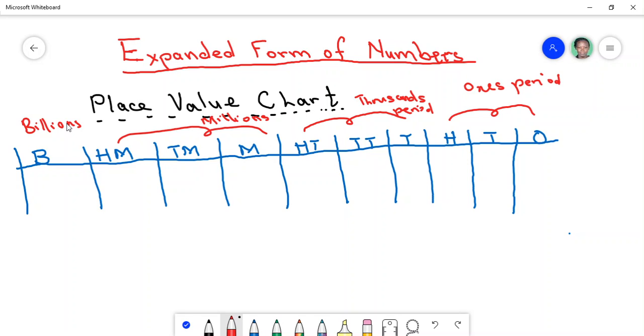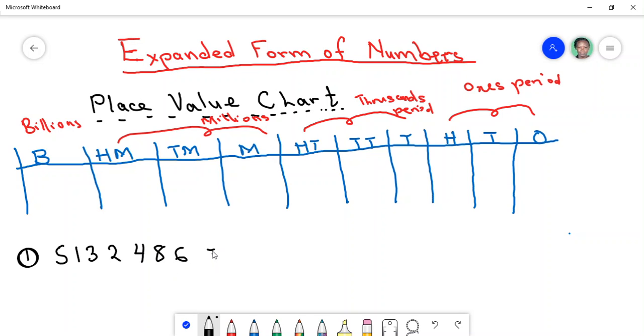So if I know the place of a digit in a number and the place value of a digit in a number, which we did in our previous lesson, then this becomes easier to be able to expand a number. So let's take an example. If I want to expand this number, okay, this is the number we would want to expand.